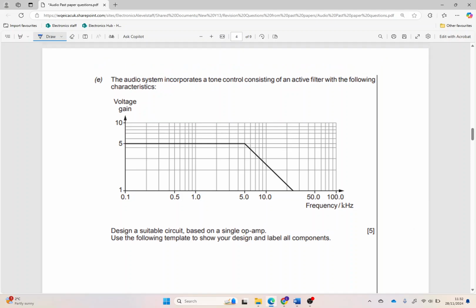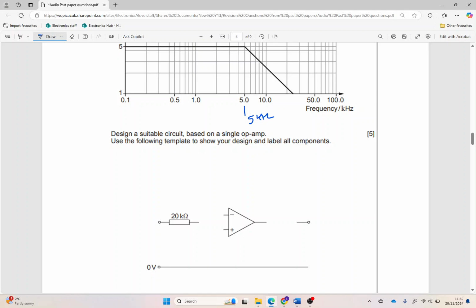Moving on forward, then, we've got a graph to interpret. Well, a two-line approximation. We've got a break frequency there of 5 kilohertz and a gain of 5. So we've got 20k there, so 20k times 5 equals 100k. Therefore RF is going to be 100k.